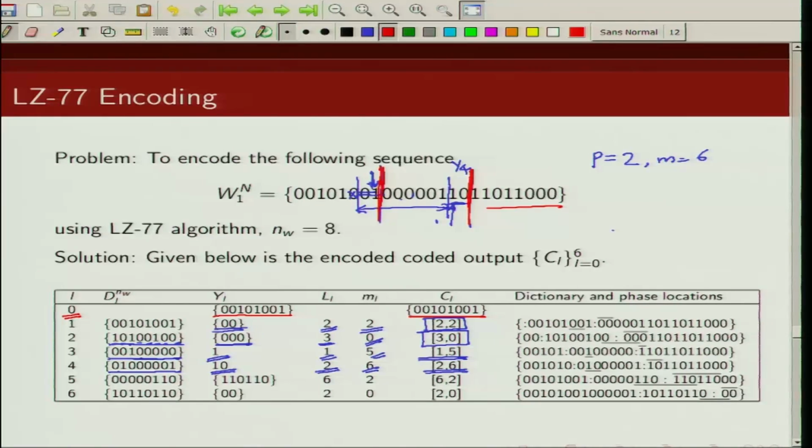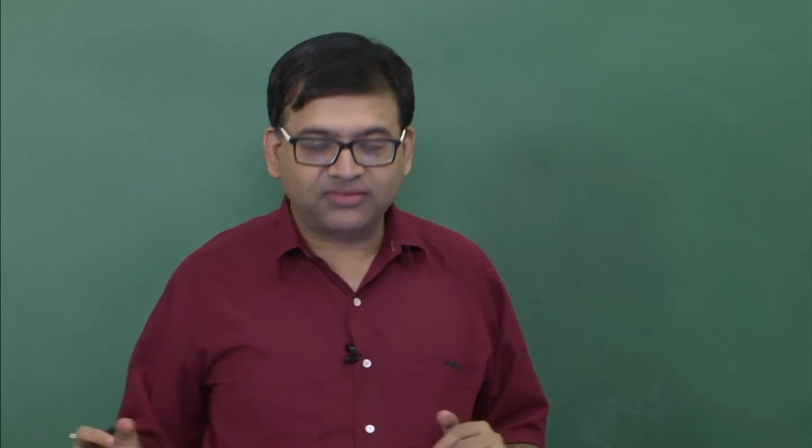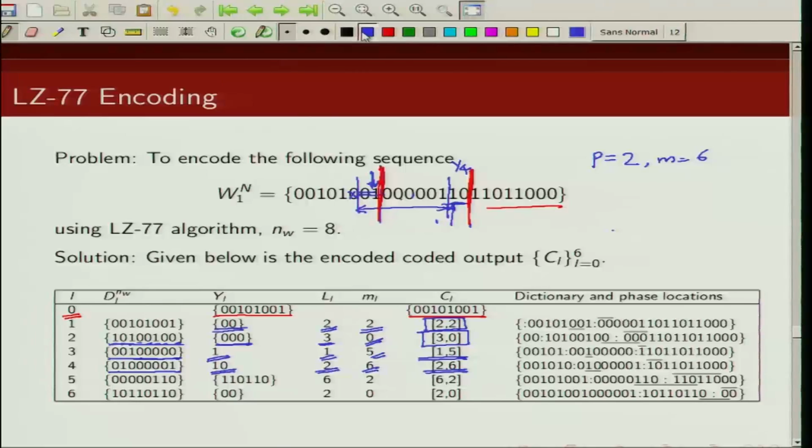Note that the dictionary is sliding across this sequence that we are trying to encode. So this is my new dictionary. You can see 0 0 0 0 0 1 1 0 0 0 0 0 0 1 1 0. That's my new dictionary. Now we again follow the same procedure. Let's see the match. 1. Let's just clean up a little bit.